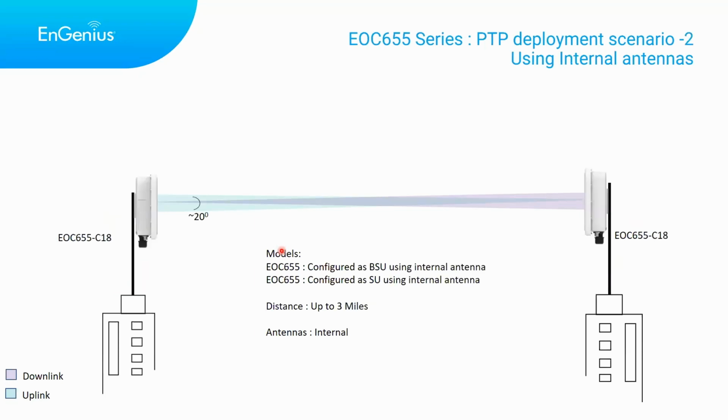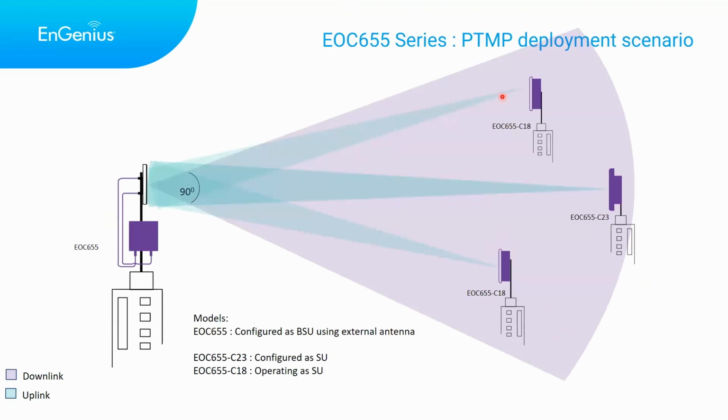So with the EOC 655-C18, with its default 18 dBi antenna, you'd be able to get over 1 gig of throughput over 3 miles. So roughly this is about 5 kilometers. Yeah, so this can also be used with point-to-point, like I mentioned. So you can mix and match the models. You can mix and match your design.